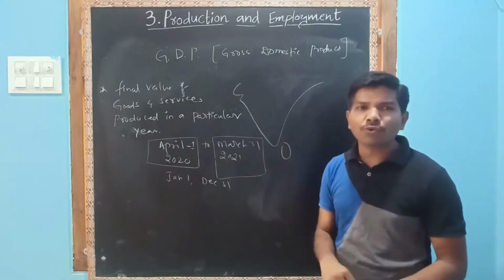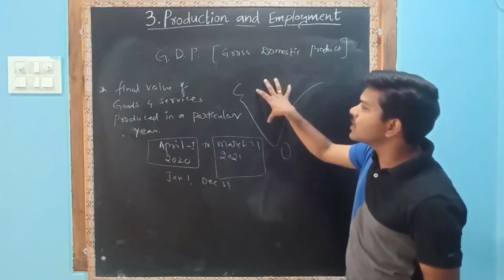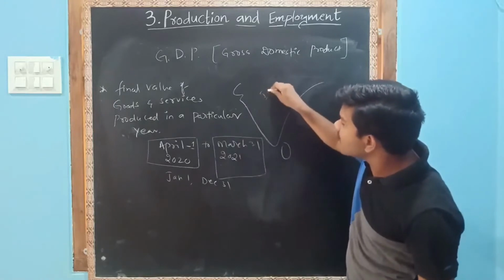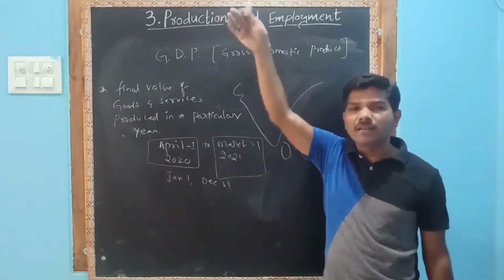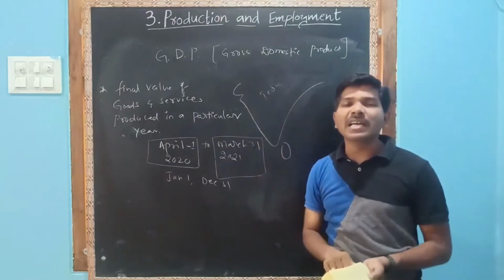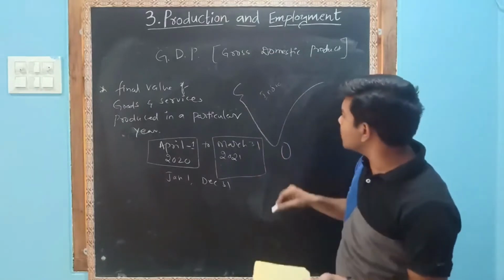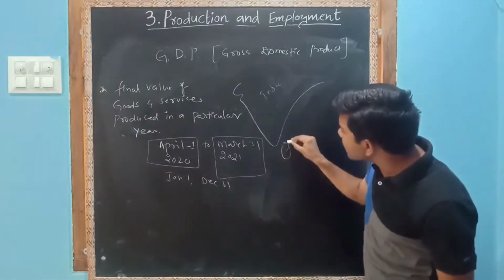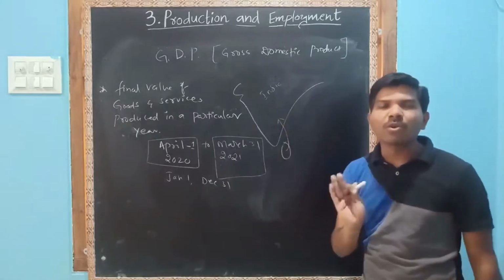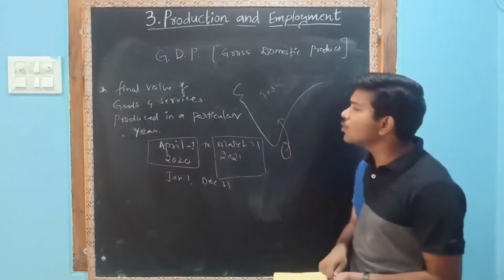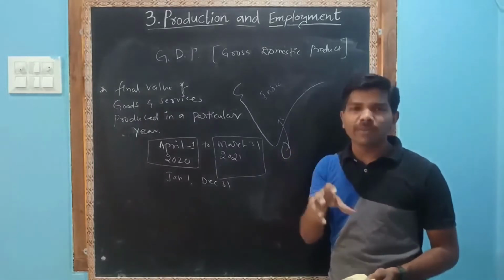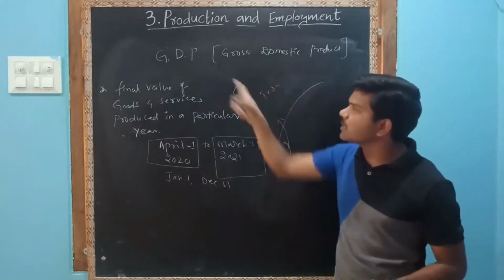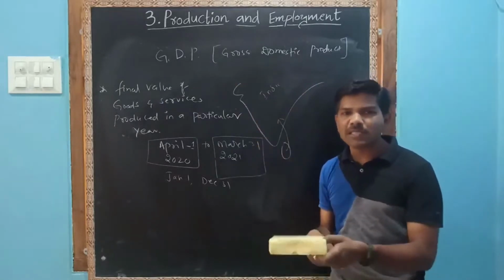One of the important things you have to remember is that GDP is the final value of the goods and services produced in India only, not outside. We should not calculate the imports, because some of the Indians are residing in Sri Lanka and they are sending certain money to India. We do not calculate that, because we want to know the value of the goods and services produced in our India. That is called GDP.